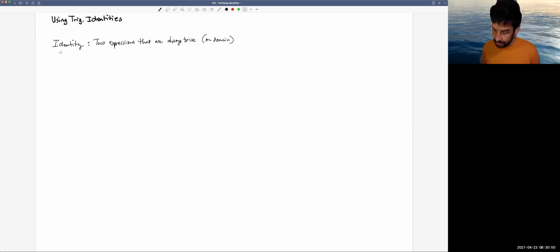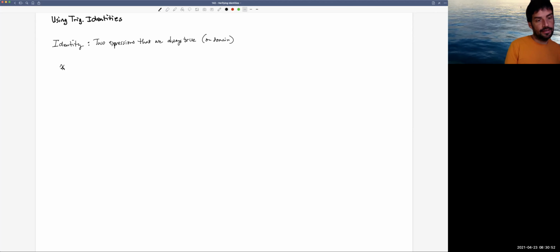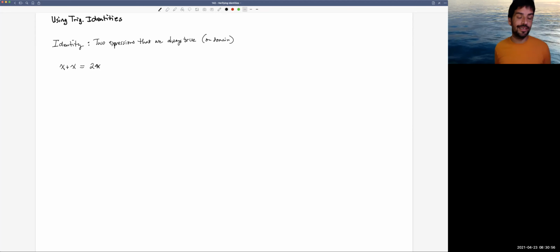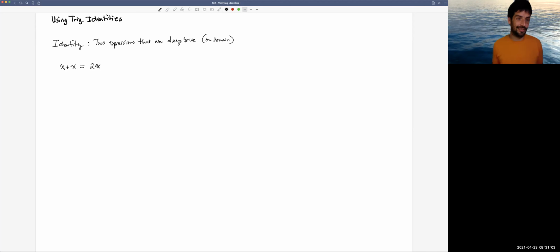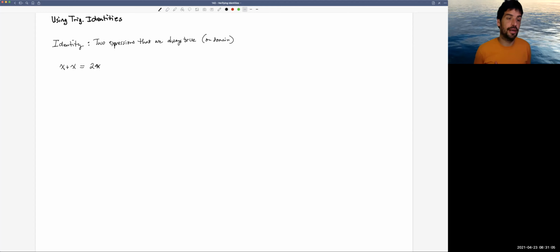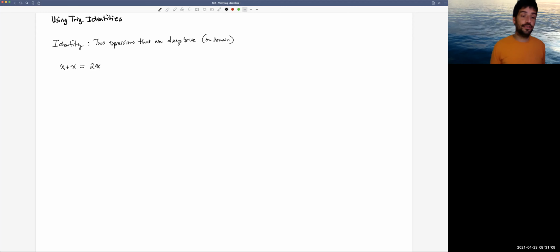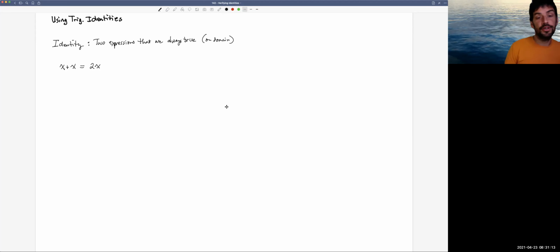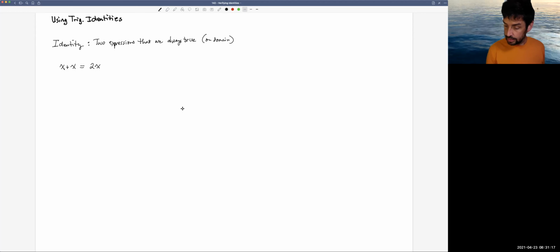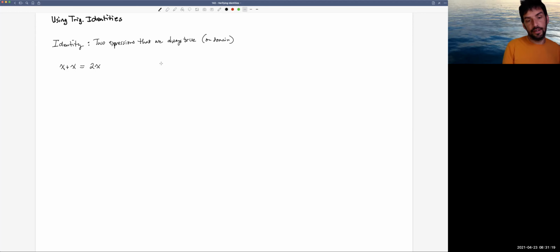If we have x plus x is equal to 2x, this is an identity. It's always the case that if you add a number to itself, it's the same as multiplying that number by 2, right? It doesn't matter what the number is. If you double it or you add it to itself, you're doing the same thing, or you end up with the same results, right?